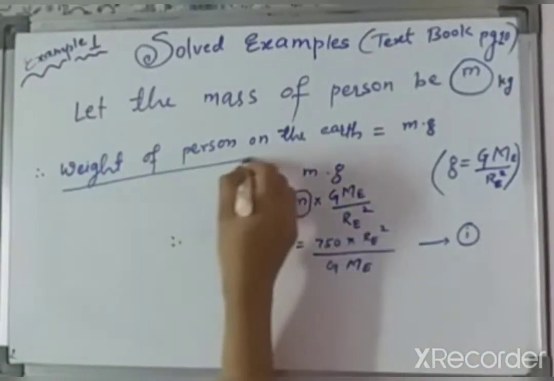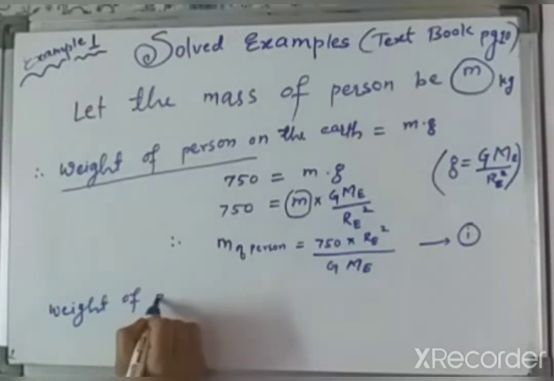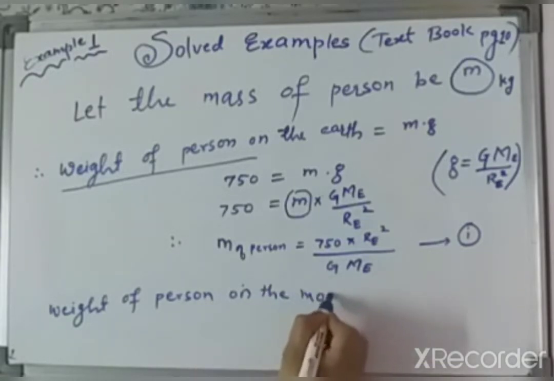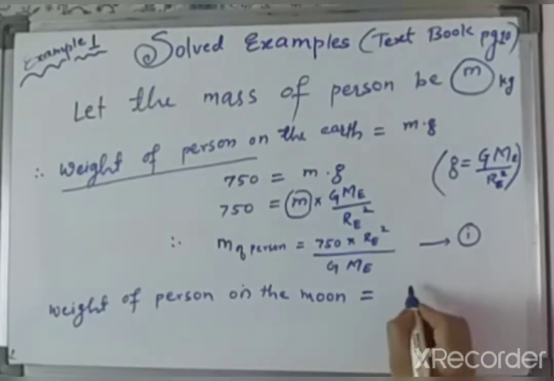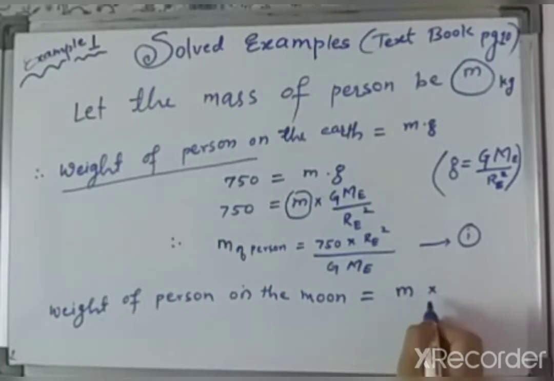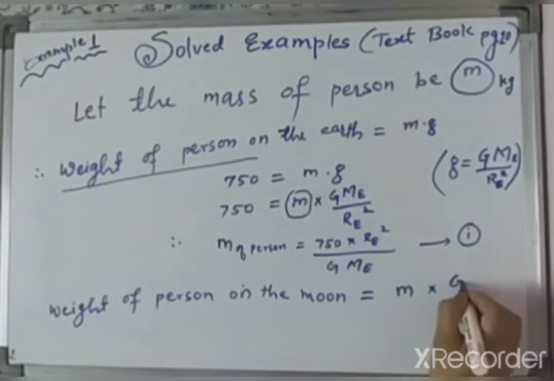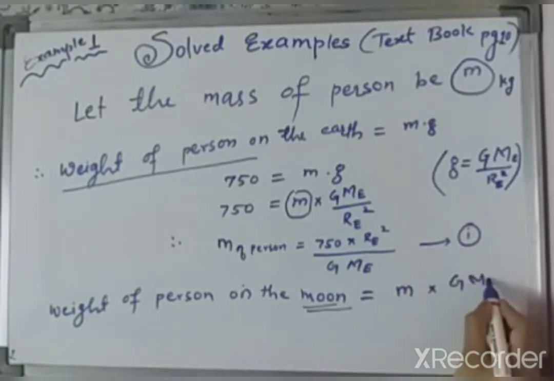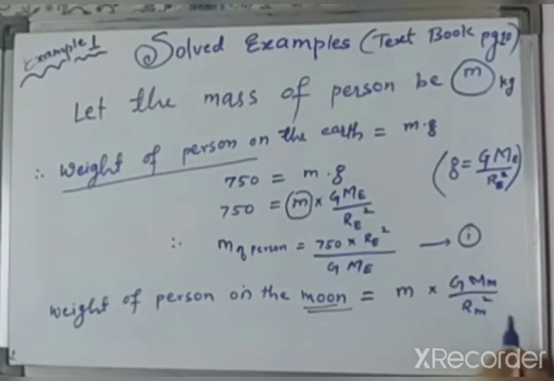Now, after taking the weight of the person on the earth, we will also discuss the weight of the person on the moon. What will be the weight of the person on the moon? Again the same thing: mass into acceleration due to gravity, g. Now here we are talking about the moon, so G into mass of moon upon radius of moon square.